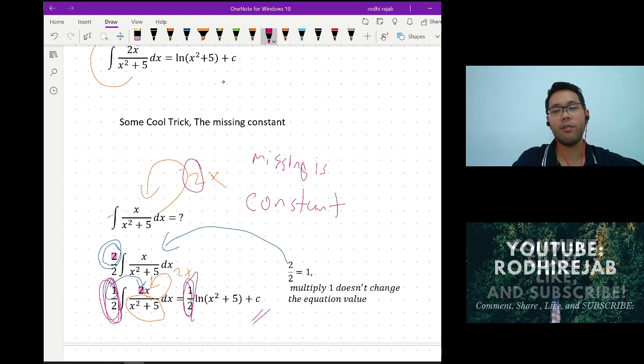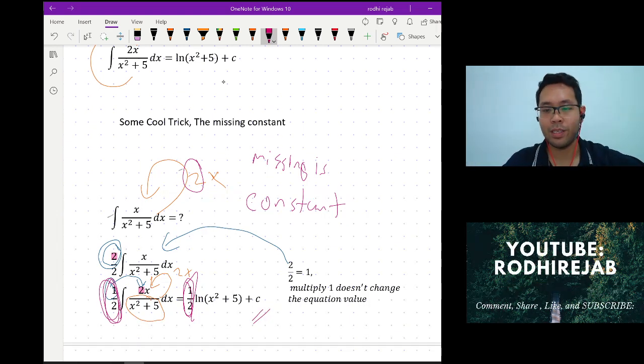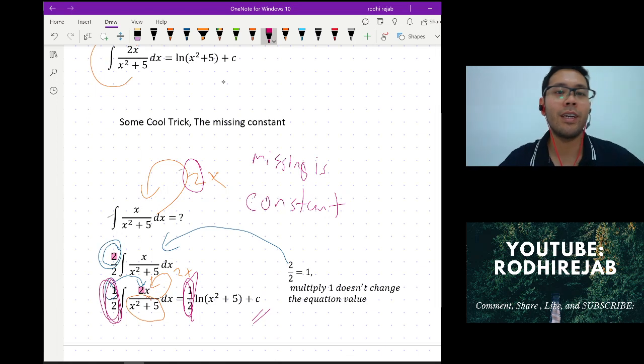Okay, that's all for now, and this is a rough edit. I'm not sure whether I'll edit it again. If you got the idea, I think it's going to be the same.